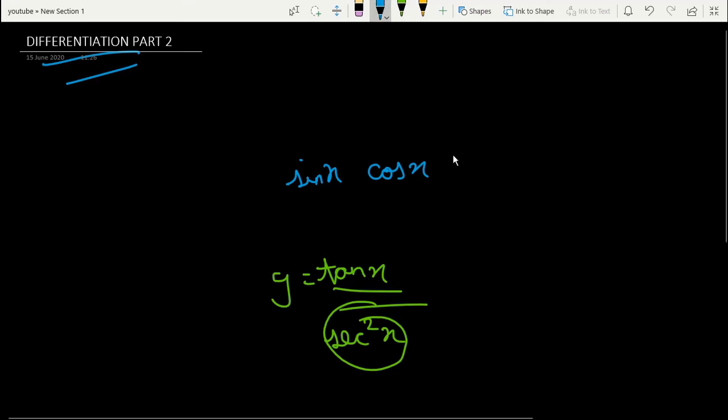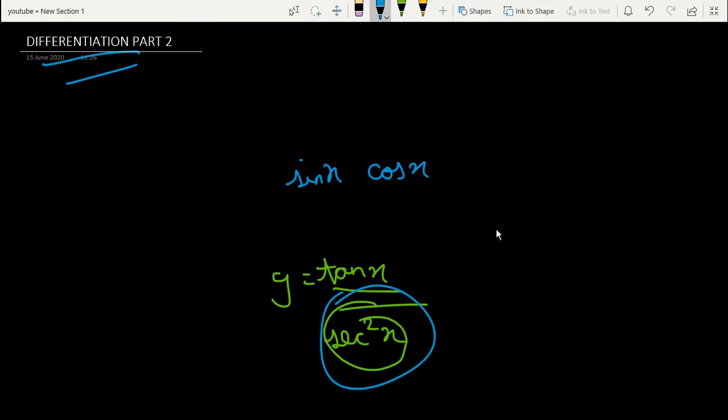Now we will see the next question. So everyone understood this. The differentiation of cot x is minus cosec square x. These are all formulas, so you have to go on the screen and see it.